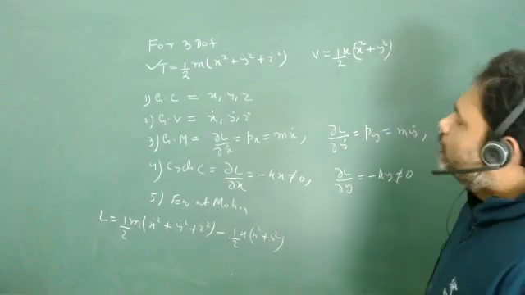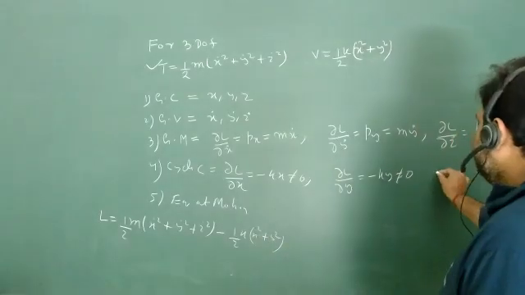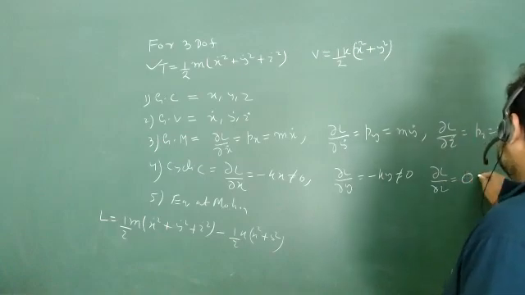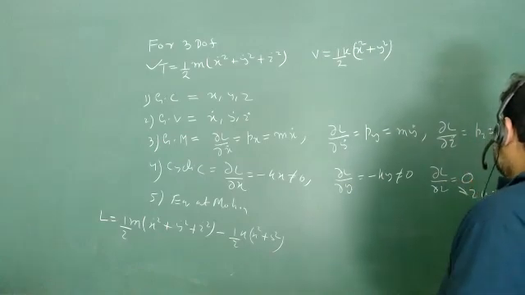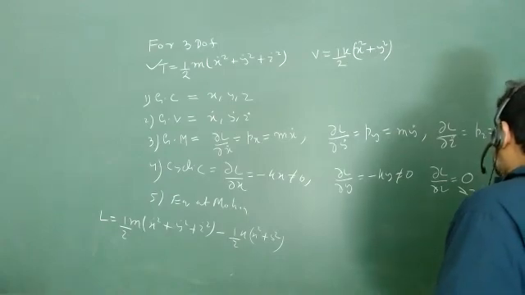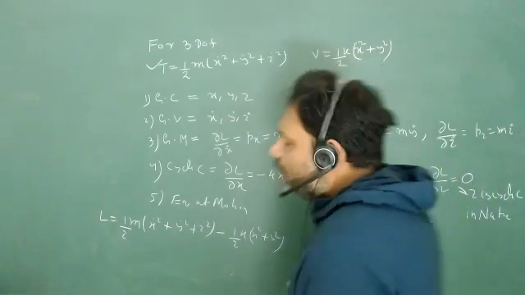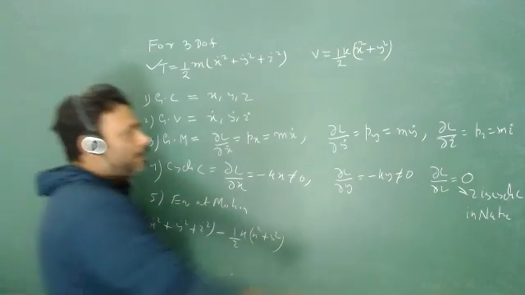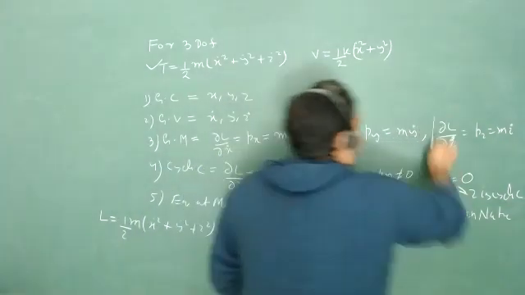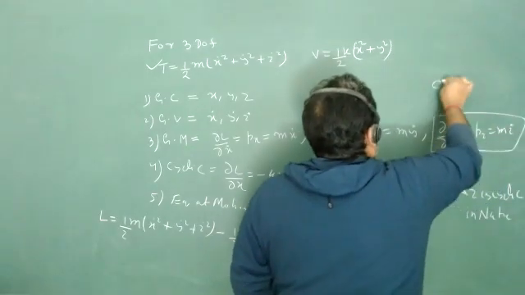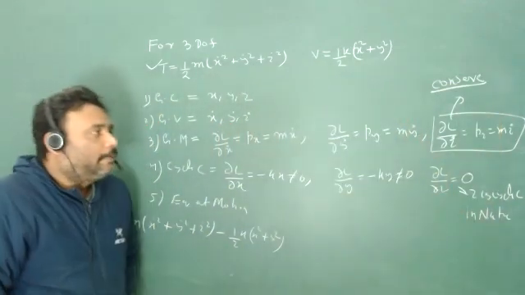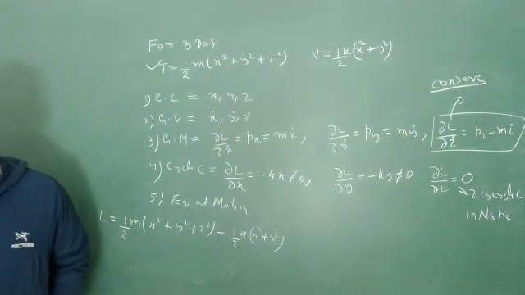So is z a cyclic coordinate? Yes. Del L upon del z is equal to 0. So that means z is a cyclic coordinate, cyclic in nature. If z is a cyclic coordinate, which quantity is conserved? pz. Obviously this quantity is going to be conserved. If z is a cyclic coordinate, then del L upon del z dot is going to be conserved.